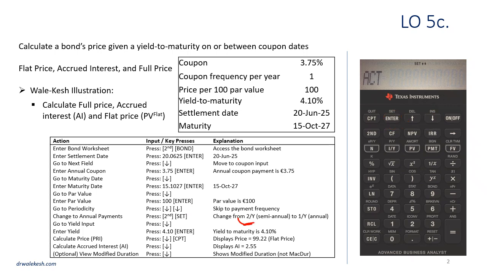Now we need to change this to one periodicity. So I would press second function set to get to one periodicity because of this. And you press arrow pointing down. We need to enter the yield. That's 4.10. Then enter.